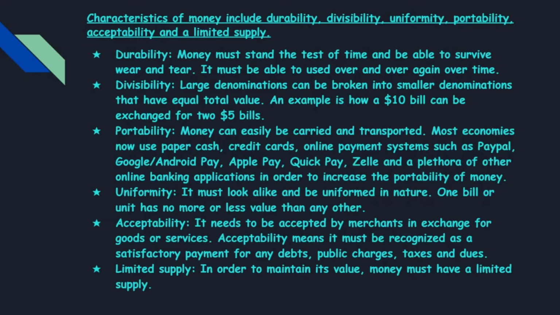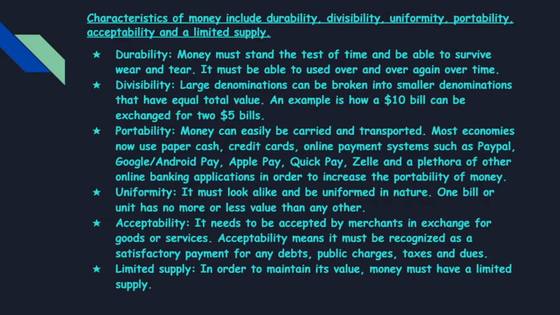Most economies today use paper cash, credit cards, and online payment systems such as PayPal, Google or Android Pay, Apple Pay, QuickPay, Zelle, and a plethora of other online banking applications in order to increase the portability of money. Uniformity. All of it must look alike and be uniform in nature. One bill or unit has no more or less value than any other.